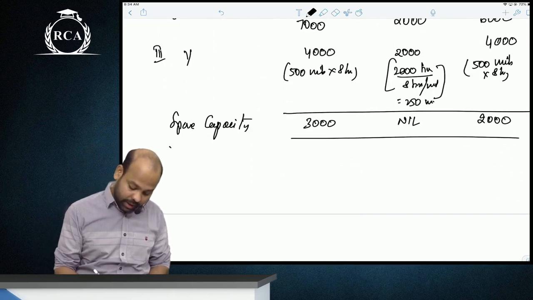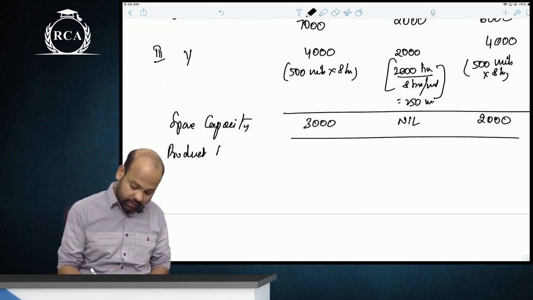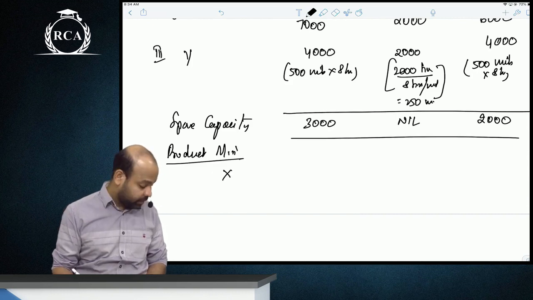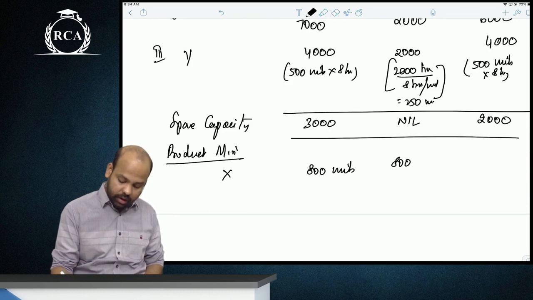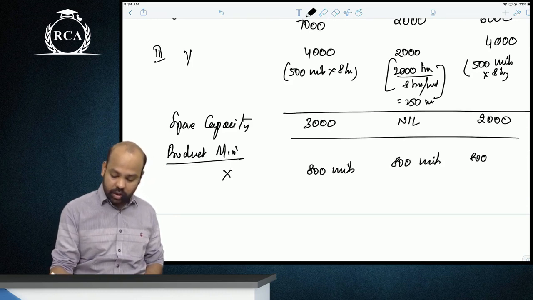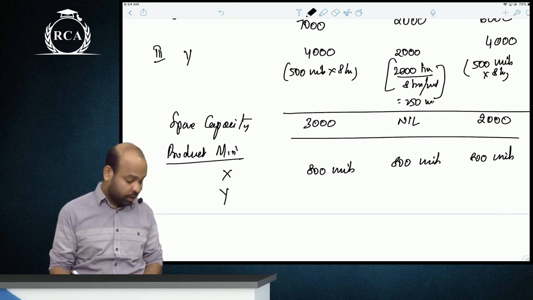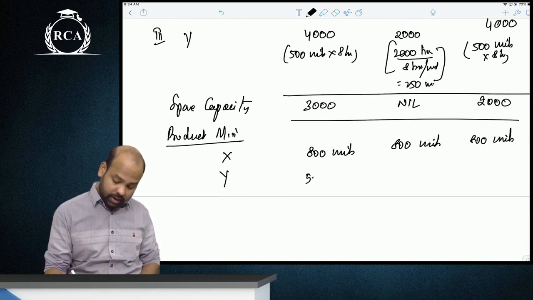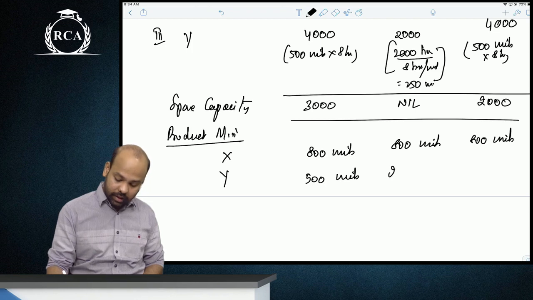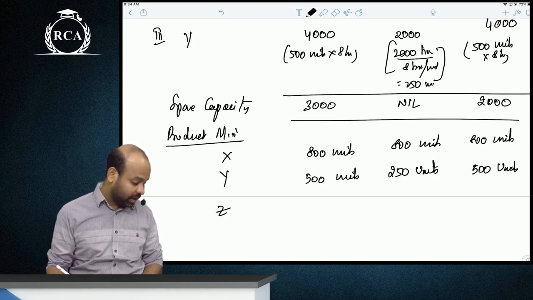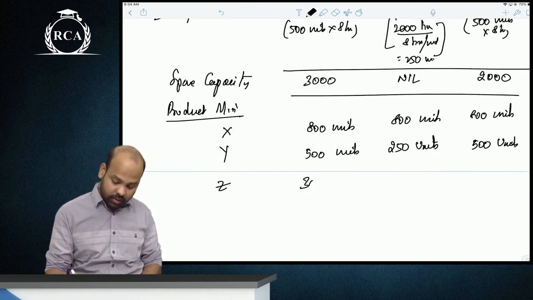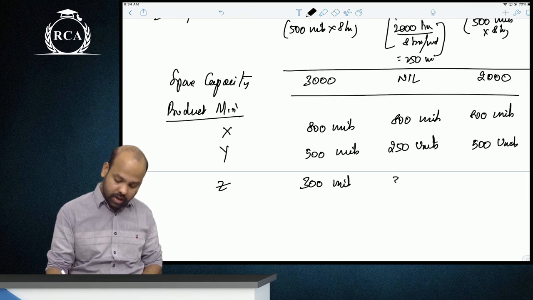I'll just write the product mix for external sales if there are no internal transfers. For product X, we are meeting the entire demand in all three cases: 800 units, 800 units, and 800 units. Let us not worry about internal transfers first. Product Y is 500 units here, in the second case it is only 250 units, and here it is again 500 units. Product Z is 300 units, 300 units, and 300 units.